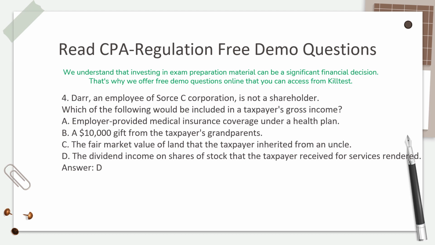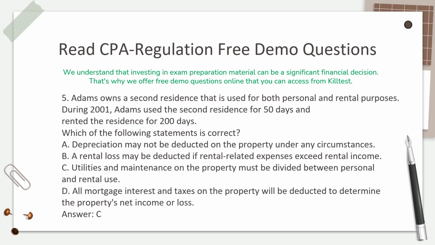4. Dare, an employee of Source C Corporation, is not a shareholder. Which of the following would be included in a taxpayer's gross income? A. Employer-provided medical insurance coverage under a health plan. B. A $10,000 gift from the taxpayer's grandparents. C. The fair market value of land that the taxpayer inherited from an uncle. D. The dividend income on shares of stock that the taxpayer received for services rendered. Answer. D.